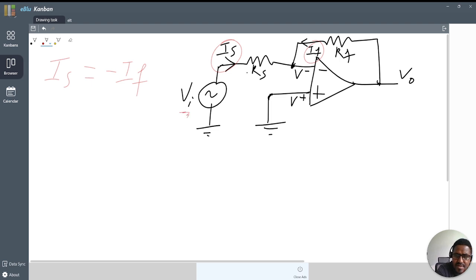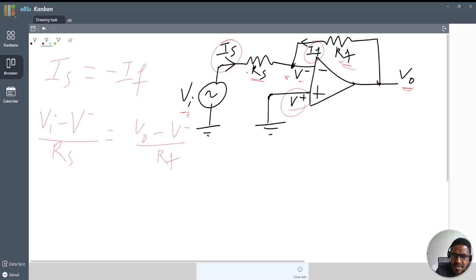V in minus V inverting. IS means V in minus V inverting over RS, which becomes minus IF, which means V out minus V inverting over RF, the feedback resistor.